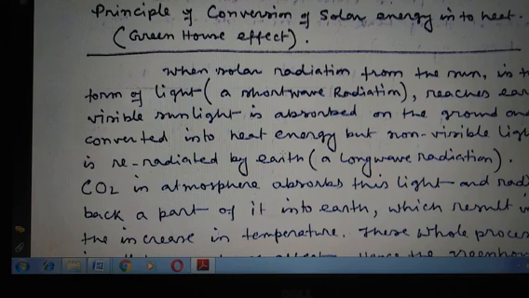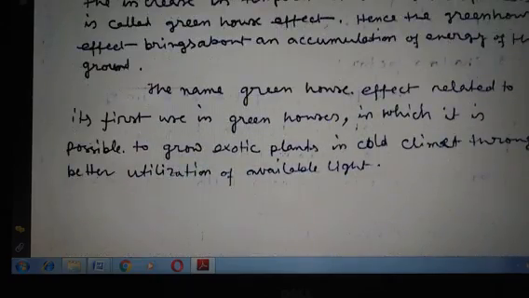This whole process is called the greenhouse effect. Hence, the greenhouse effect is about the accumulation of energy on the ground. The name greenhouse effect relates to its first use in greenhouses, in which it is possible to grow plants in cold climates through better utilization of the light. So this is the effect of the greenhouse system.